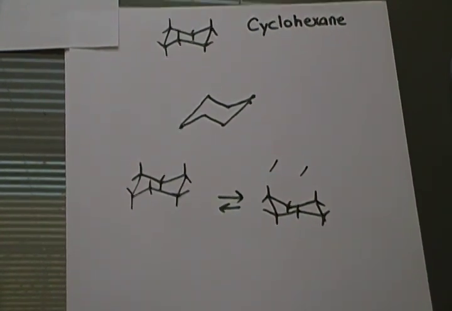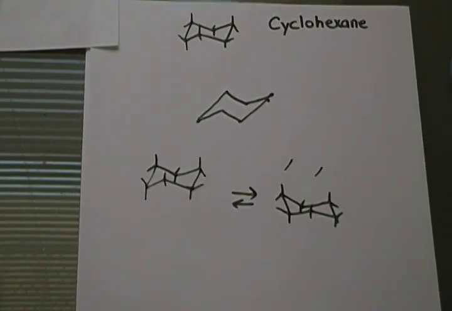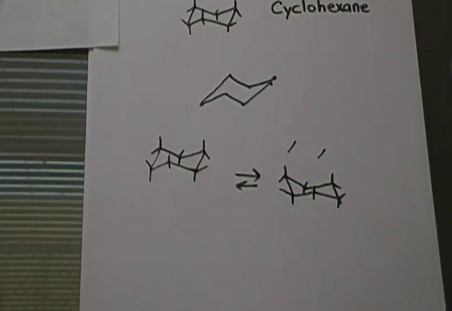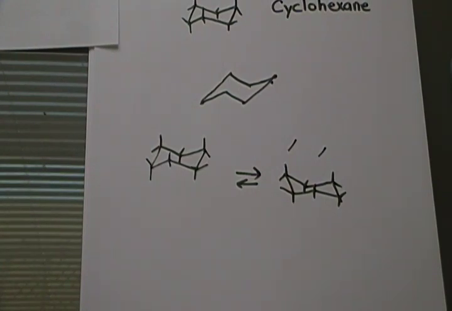Sorry, it got kind of crooked over there, but I think you get the point. It's not very hard. In the next video, we'll go into seeing how the ring flip changes the substituents on a cyclohexane.